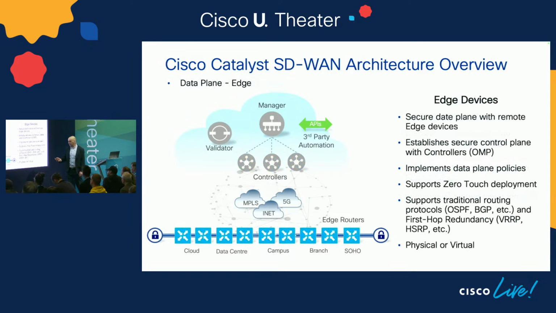And then the edge devices. These are your edge routers. Could be, like I said, vEdges, cEdges, what we call now your ISRs, routers, your Catalysts. These are the devices that connect your branches, your remote locations, and they have a secure data plane with remote edge devices. They establish a secure control plane with the controllers, so they only communicate with the controllers. After the initial vBond validation, they get the IP addresses of the controllers, and that's how they communicate.